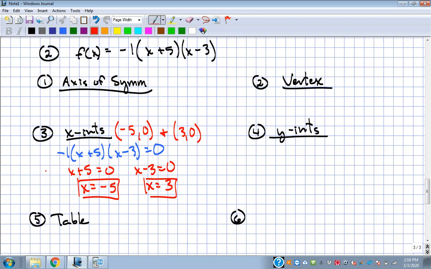I'm going to still use this same form to find my y-intercept. Because how do I find my y-intercept? Plug in what? 0 for x.